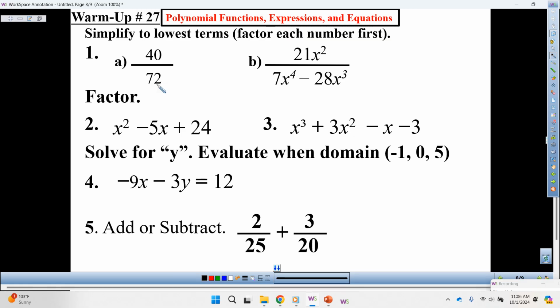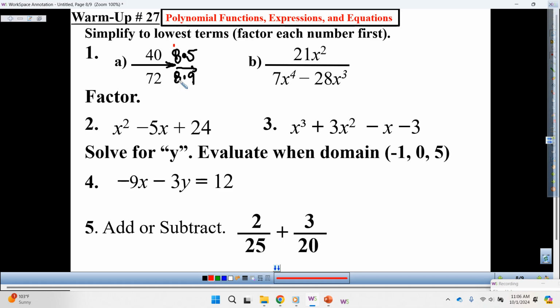All right. Looks like everybody said 8. Hands if you said 8, yes. So therefore, look what I'm going to do. I'm going to write 40 like this: 8 times 5, and 72 is 8 times 9. Are they factored now? Yes, two factors. So now I'm able to do this.